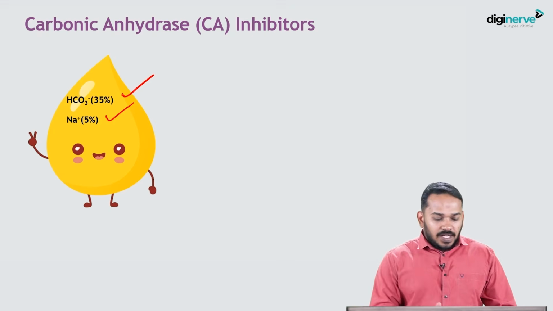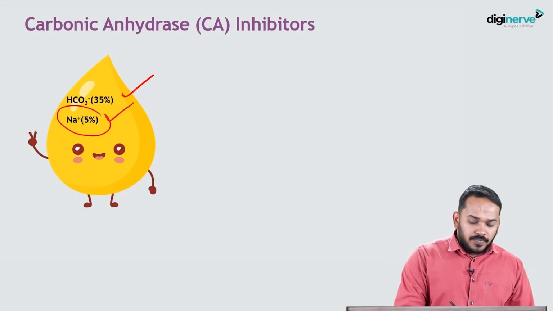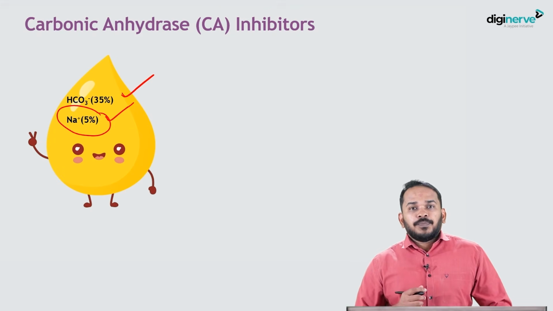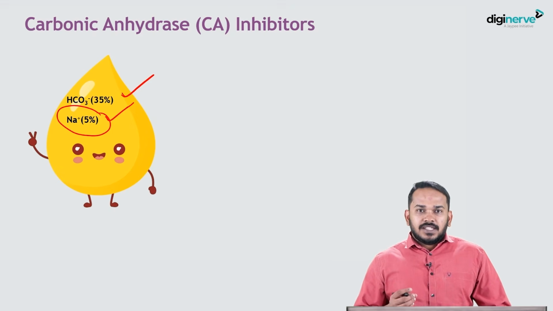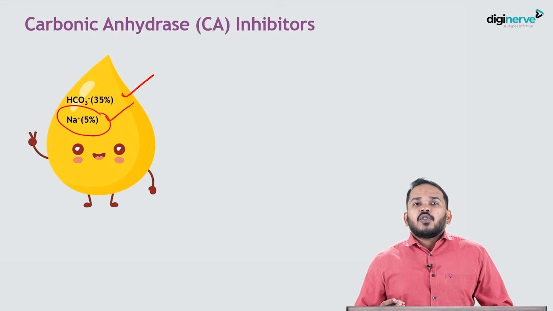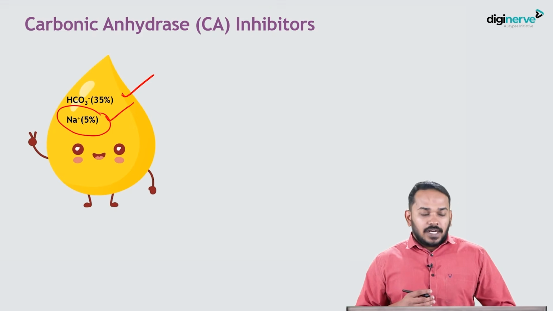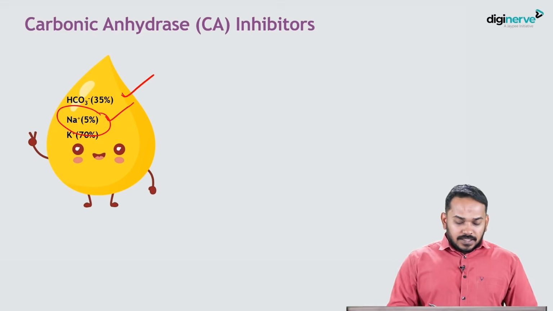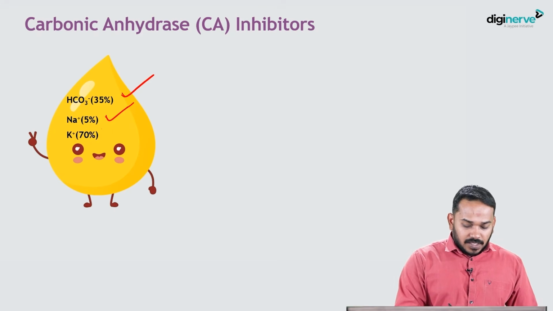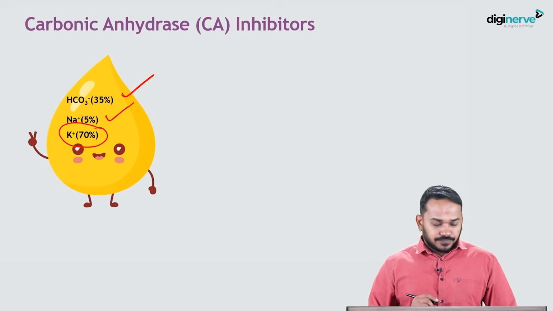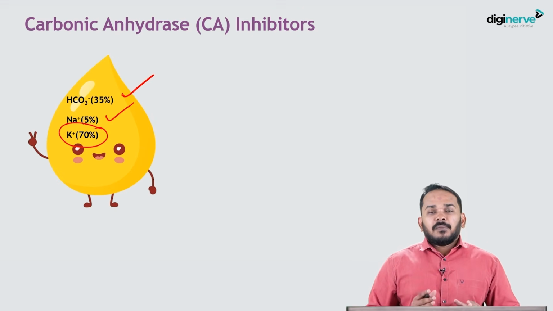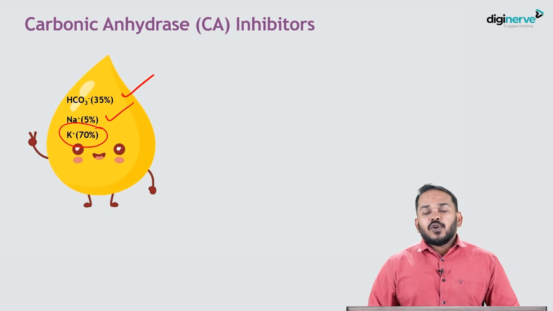This will result in only a mild increase in sodium excretion in the urine. But if you remember, in the collecting tubule, sodium is reabsorbed in exchange for potassium, right? So when this high amount of sodium is reaching the collecting tubule, more potassium will be secreted into the ultrafiltrate, which will result in increased excretion of potassium, and that will result in a 70% increased excretion of potassium. Okay, so these are the changes that happen in the urine if you are giving carbonic anhydrase inhibitors.